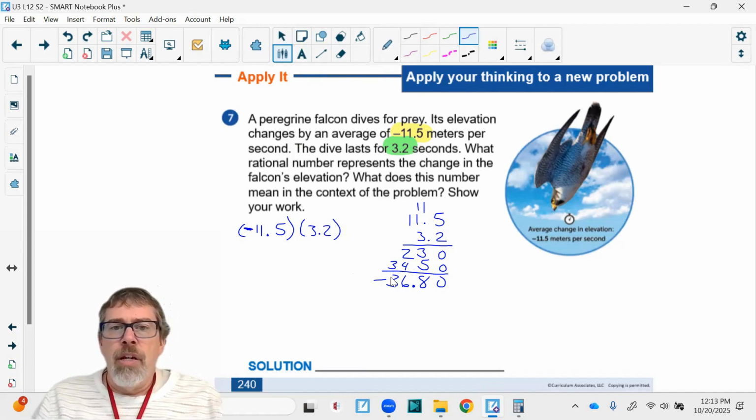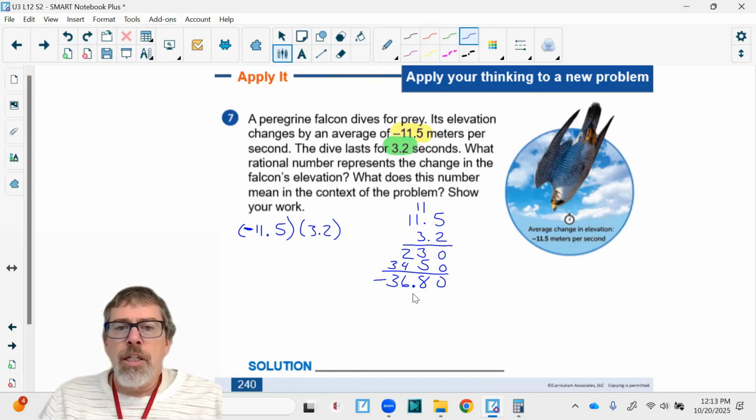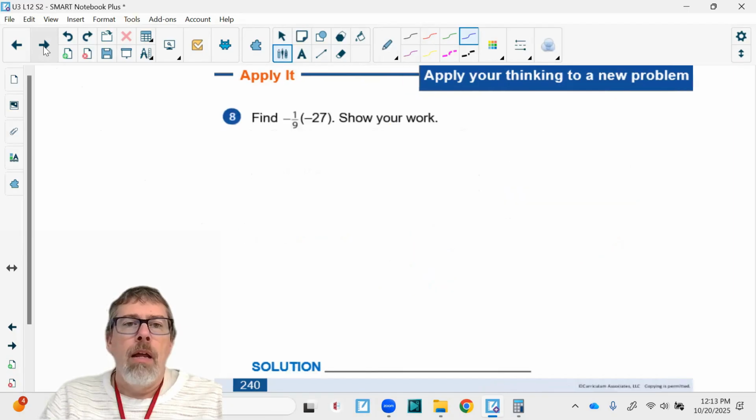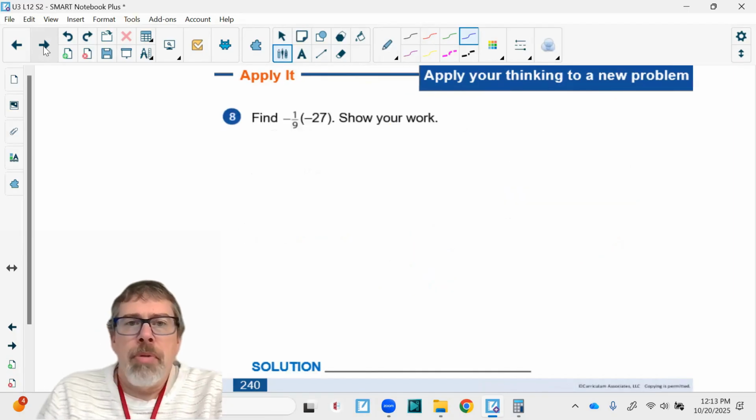So what does this number mean? It means in 3.2 seconds, this falcon dove 36.8 meters. Okay, in 3.2 seconds. That's pretty fast. And now let's apply it.